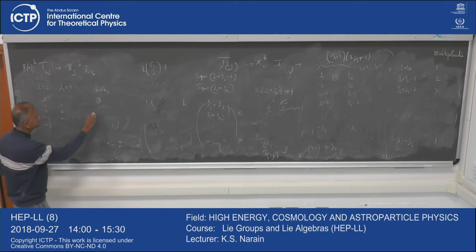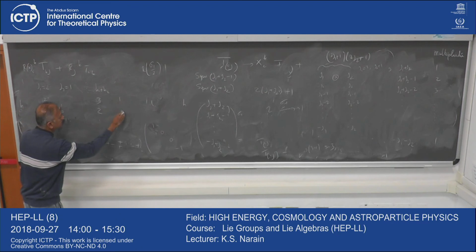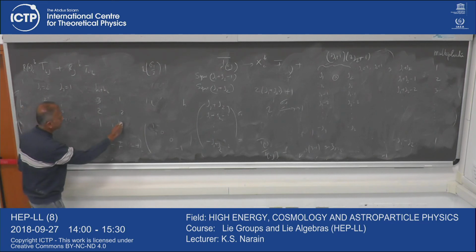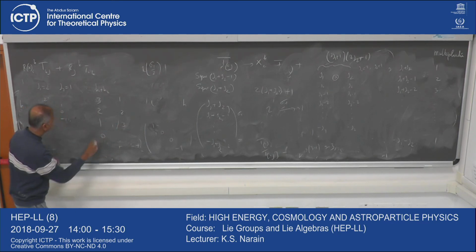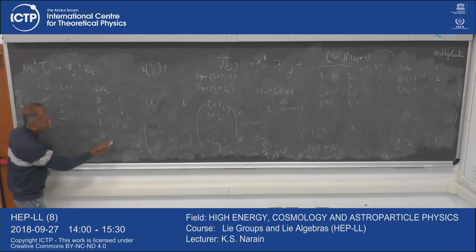Then let's look at the 2. How many are there? 2 with 0 or 1 with 1. Right. So 2 states. So this is 1 state, here are the 2 states. Now look at the 1. How many ways can I get 1? 2 and minus 1, or 1 and 0, or 0 and 1, right? So 3 states. Now look at 0. Now you see 0 again is 3 states, right? Because this 2 cannot pair with anything to give you 0. So this with that, and that with that. So again 3.